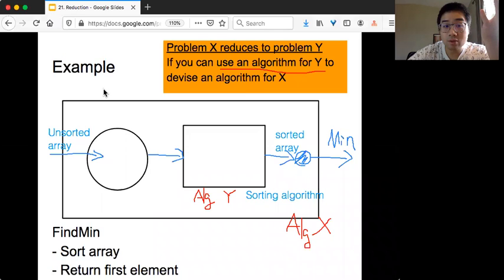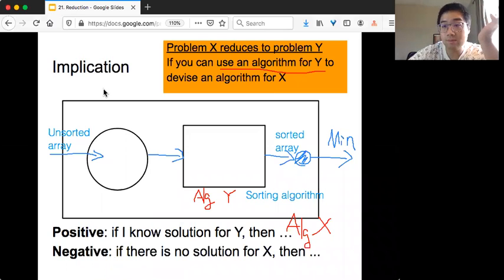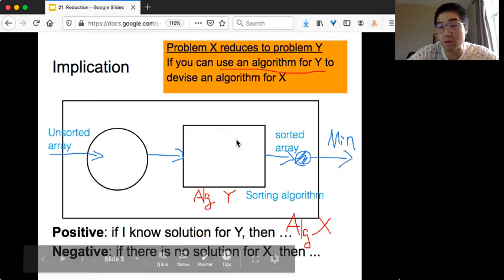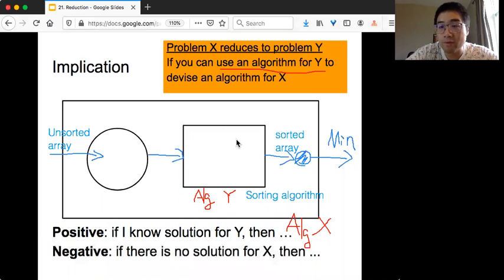And why do we care about this kind of reduction? The reason is that there are two main directions. The first one is the positive direction: if I already know the solution for Y, then I know how to solve X. For example, suppose that you forget how to use a for loop to find a minimum value, but you know there's an API that can do the sorting. You know how to do sorting because someone already implemented it for you, and you can solve this problem exactly using this kind of reduction. I think that's pretty obvious. Most of you already know this.